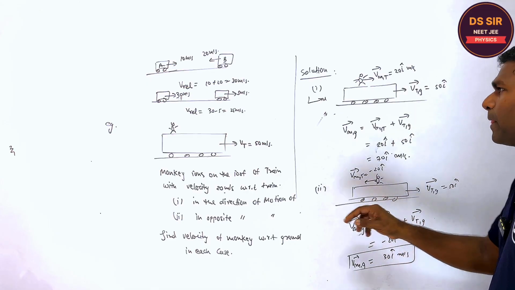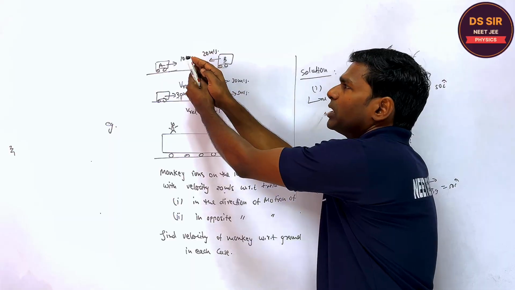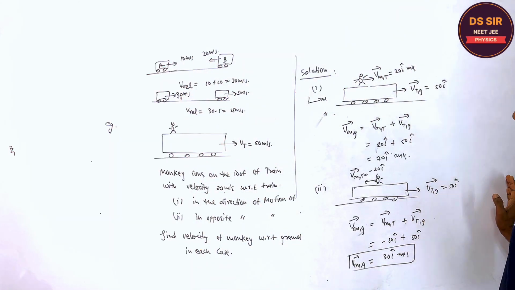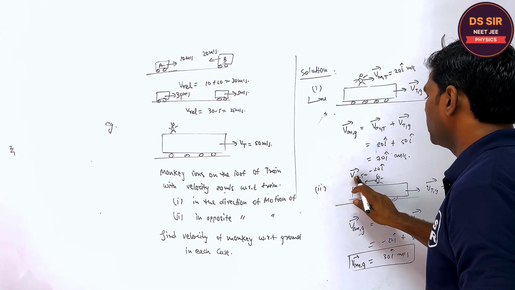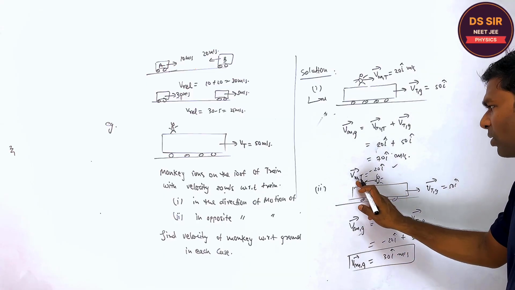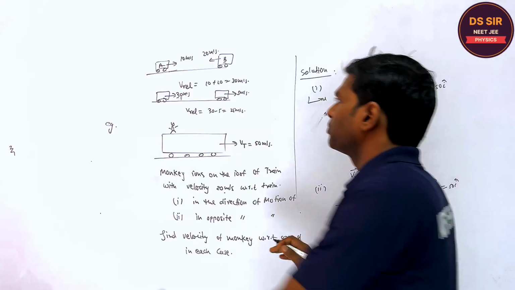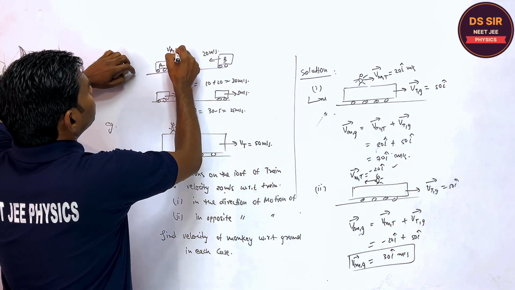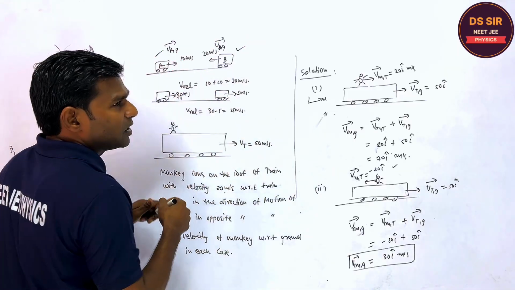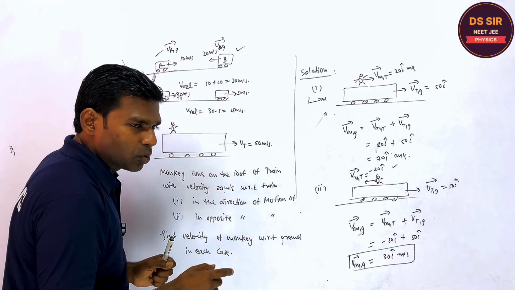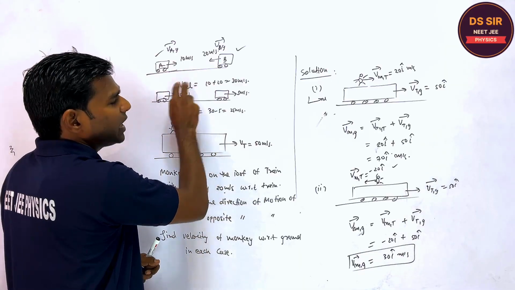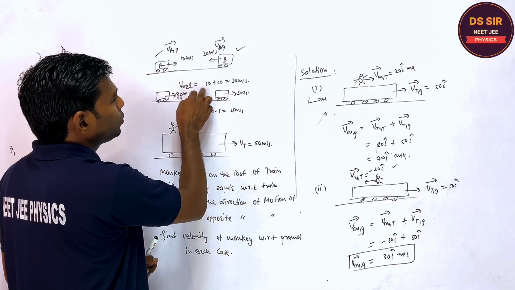Listen to one thing. In the earlier case, when both are moving in opposite direction, the relative velocity is added. But in this case, the train is moving and the monkey is moving in the opposite direction, right? But this velocity is nothing but monkey velocity with respect to train. Here, these are the velocity of A with respect to ground. This is the velocity of B with respect to ground. So this case is different. When the velocities are given with respect to ground and they are moving in opposite direction, the velocities are added to get the relative velocity.